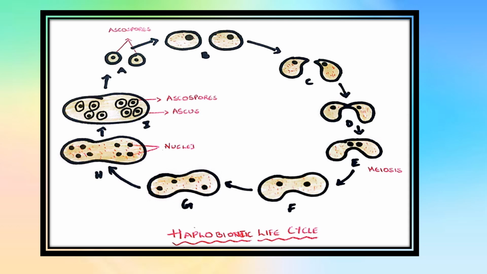Then meiosis is taking place where 2 is becoming 4, 4 to 8, and these are all called ascospores, which are in the ascus. Later, during favorable conditions, these asci are ruptured and the ascospores are released outside. This is how the life cycle of yeast happens.